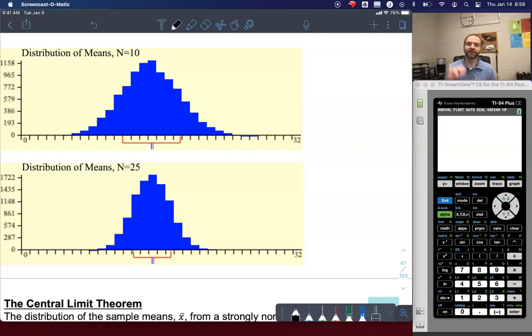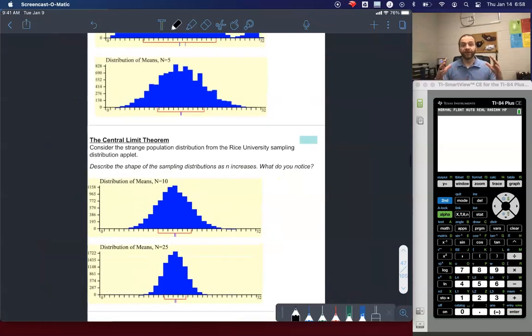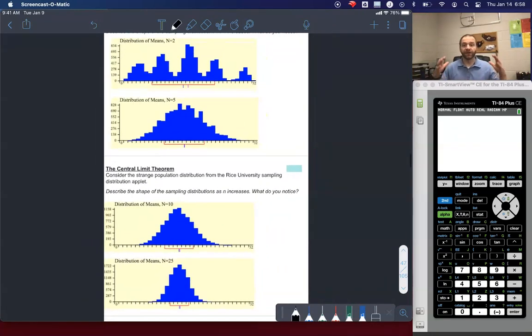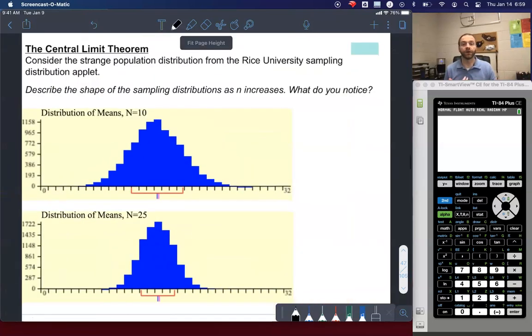n equals 2 to n equals 5 to n equals 10. You should start to see the variability start to decrease. And notice the spread becomes tighter and tighter. There is less variability even in the distribution of sample means as you increase your sample size. It all starts to gather around the center as well. So that's the main idea behind those pictures on your notes.